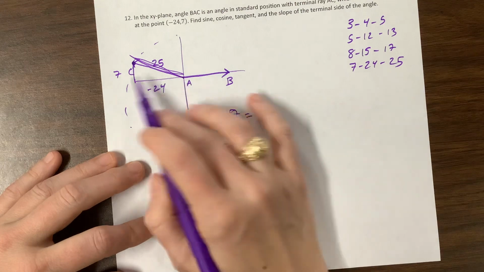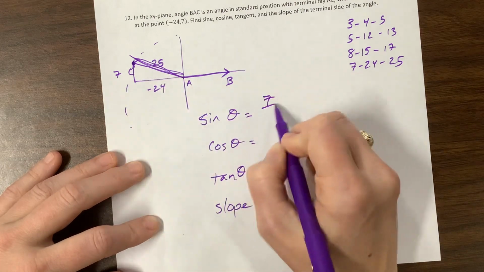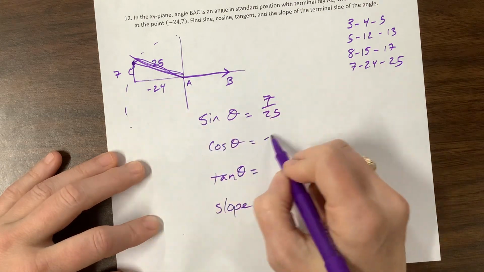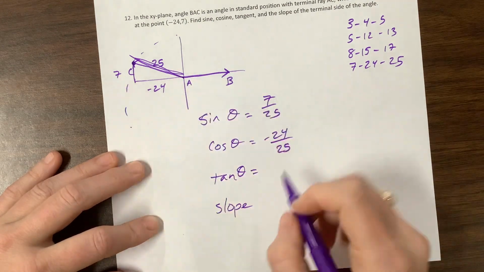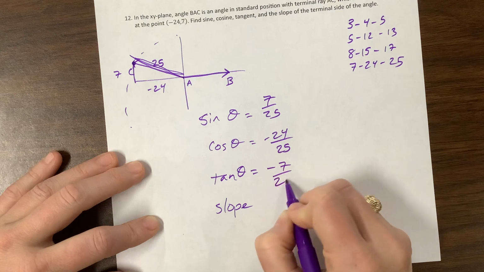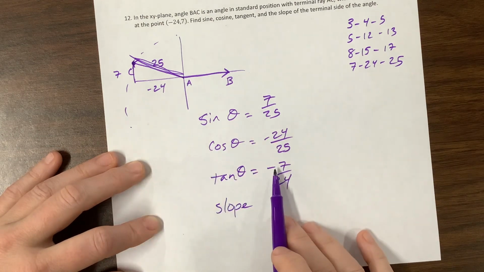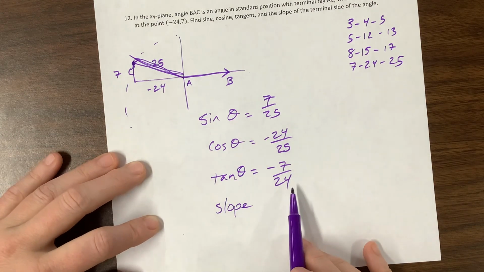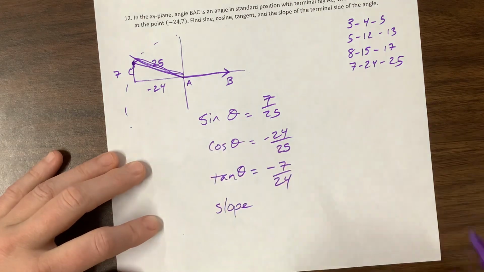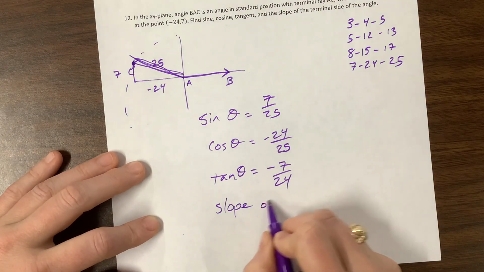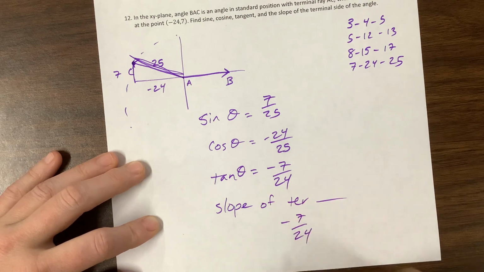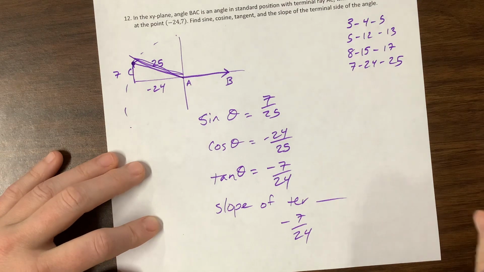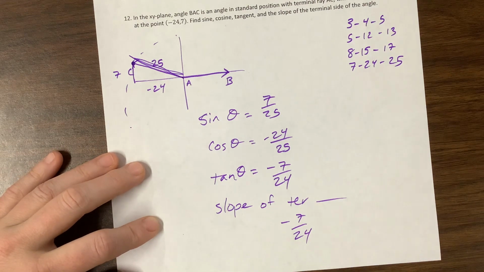Sine is opposite over hypotenuse. Cosine is negative 24, adjacent over hypotenuse. Tangent is opposite over adjacent. I tend to put the negative on the top or the side and not the bottom because I'm afraid I'm going to lose it. And the slope of the terminal side is negative 7 over 24 because the slope of the terminal side of the angle is equal to the tangent of the angle.